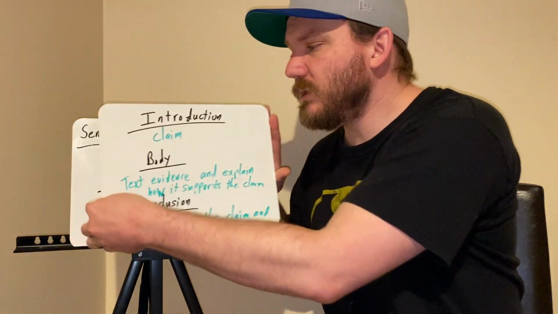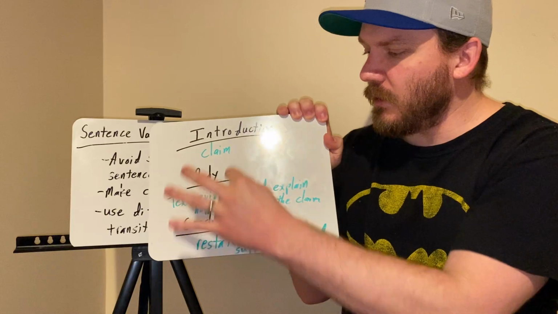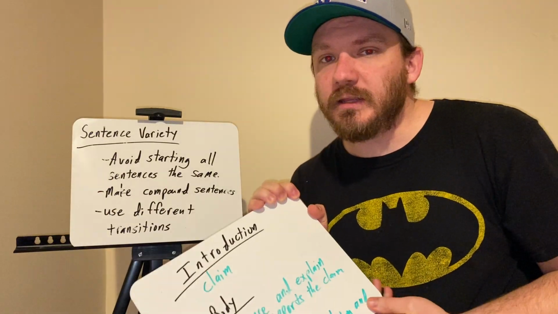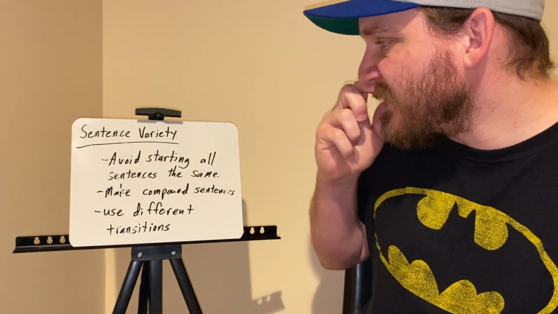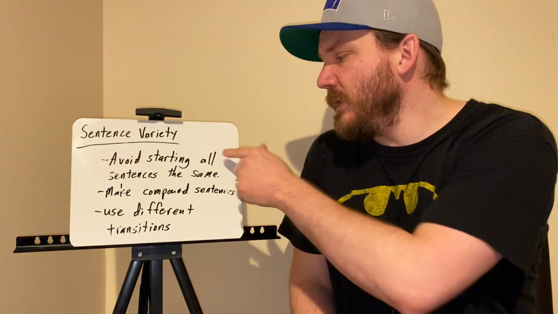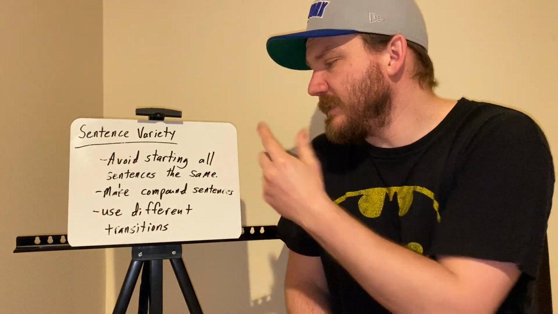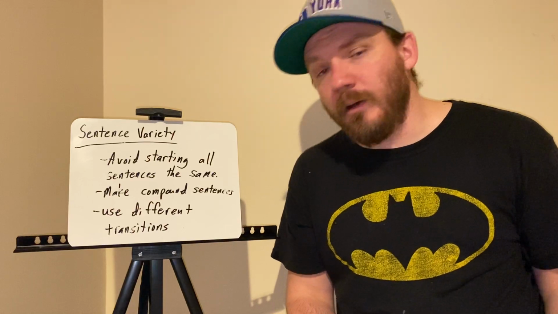Now, you're going to have an introduction, a body, and a conclusion. So those are the three main things. And you also want to include some sentence variety. So what is sentence variety? That means you avoid starting all sentences the same. You can do this by making compound sentences.